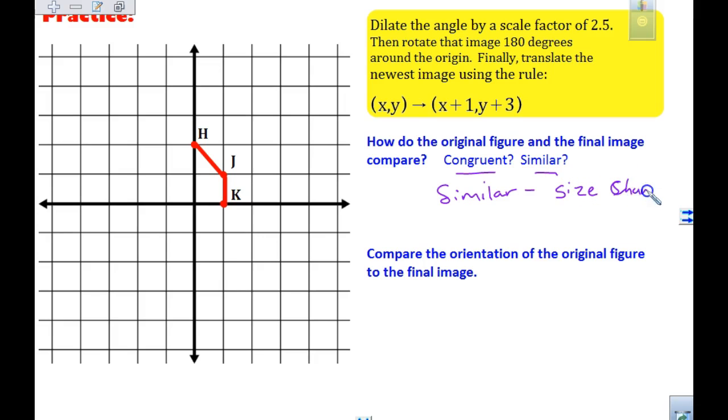Yeah, size change right away. K equals 2.5. It's getting bigger. Orientation. What would we say about orientation, Riley? What do you think? It's going to stay the same, right? If we are looking at this and our reason, no reflections. If we have a reflection, that's when we are going to switch that orientation around, okay?